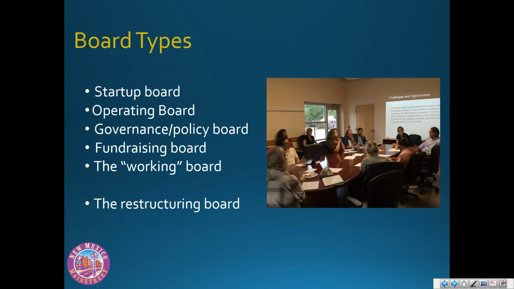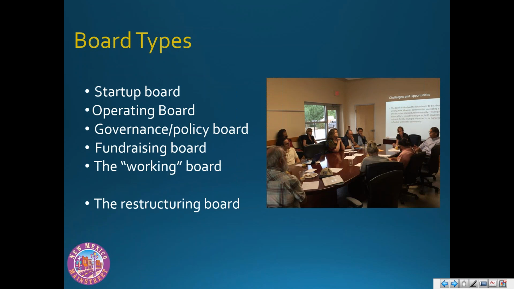A little bit about board types. There are a lot of different adjectives that have been used to describe boards. The startup board is usually that initial team that helps launch the organization. You have an operating board, an adjective used to describe the board really running the operations of the organization. You'll see this quite a bit in new organizations that don't have staff or have new staff that aren't fully versed in their work yet, and ready to pick it up and move forward. Some boards are referred to as governance and policy making boards, and others are fundraising boards.